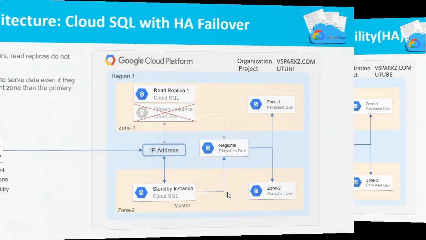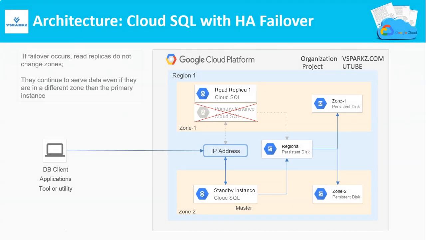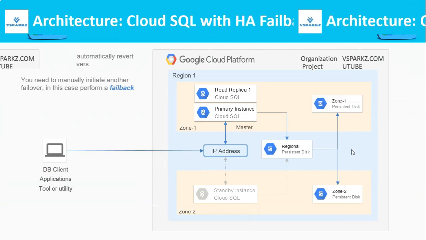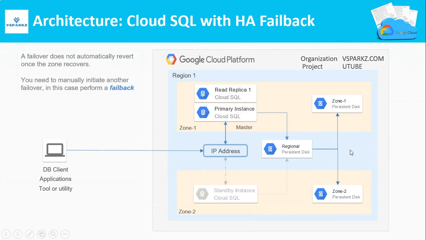Here, this is what will happen when an HA failover happens. The master instance would have been gone and a standby instance should be created using the regional persistent disks. Read replicas will not change their zone in the case of a failover. Once the primary zone recovers, you need to manually trigger one more failover to bring the master instance back to normal. In this case, the standby instance will be deleted automatically. This scenario is called failback.